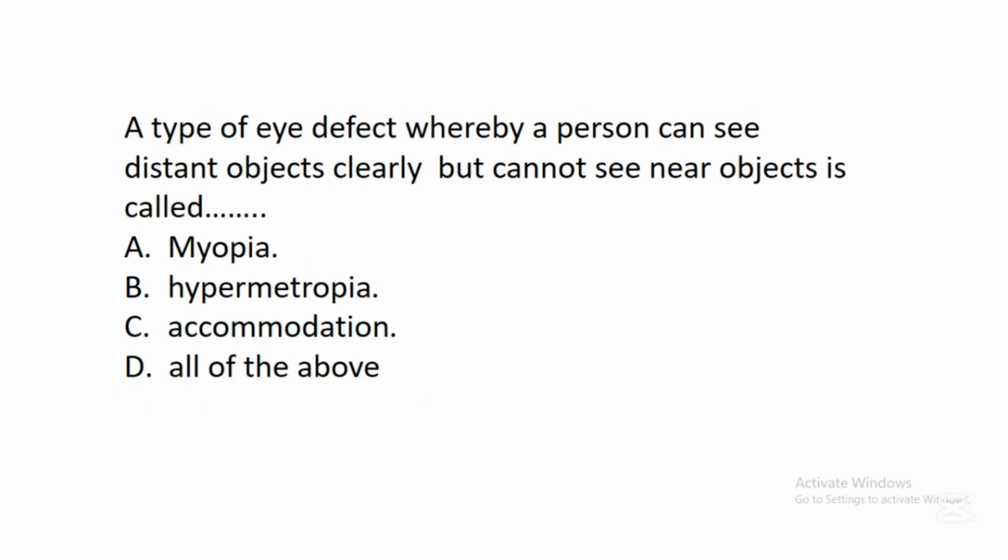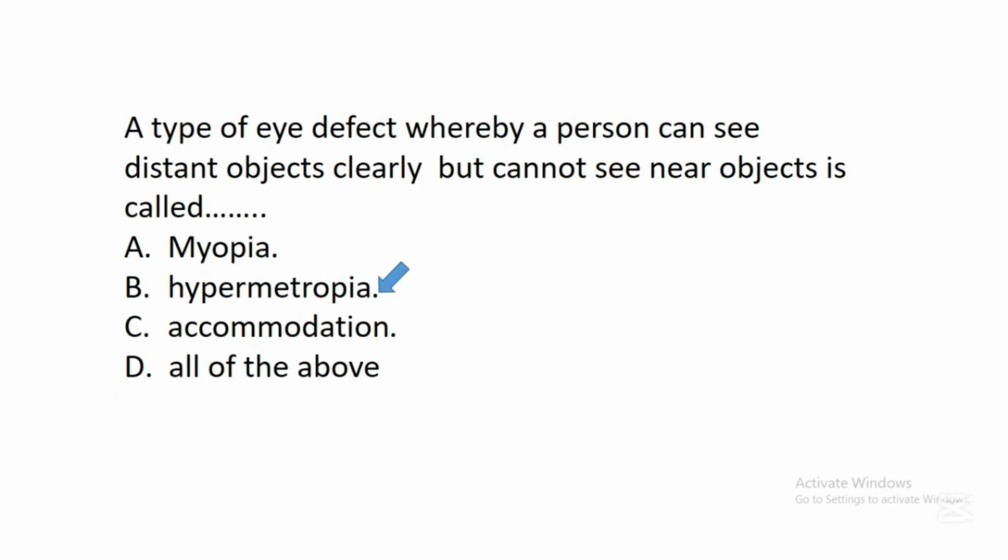The next question says, a type of eye defect whereby a person can see distant objects clearly but cannot see near objects is called dash. A. Myopia, B. Hypermetropia, C. Accommodation, D. All of the above. In this question, the correct answer is B.